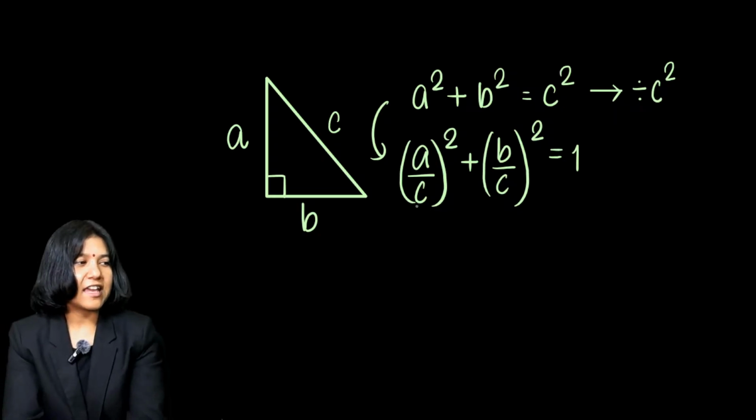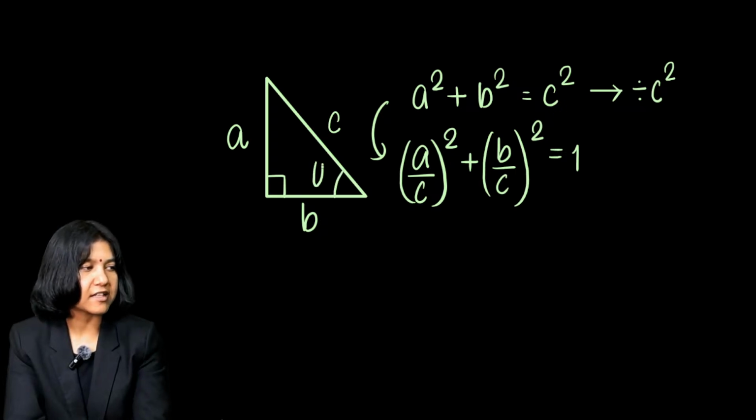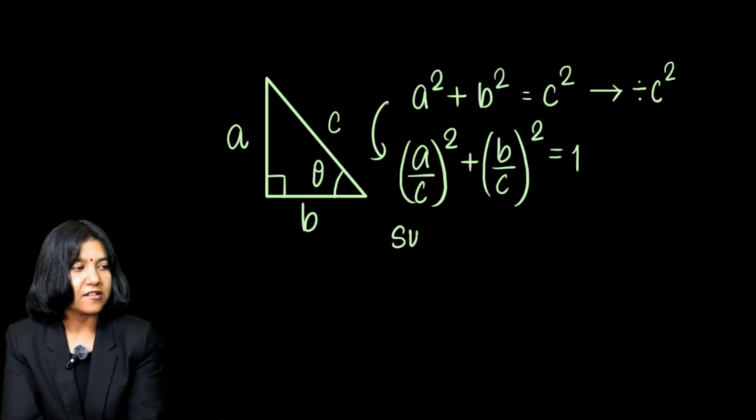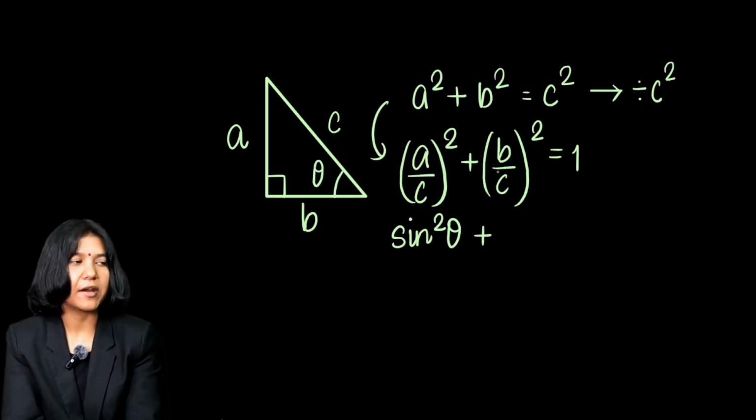Now what is a upon c? A is the opposite. Let's say my angle theta is here. With respect to this angle, a upon c is nothing but the ratio of the opposite, or the perpendicular, to the hypotenuse. In terms of theta, that is sine square theta. Now square, because it's already getting squared.